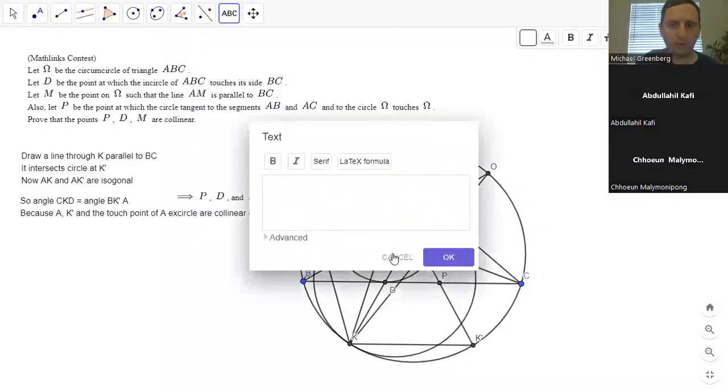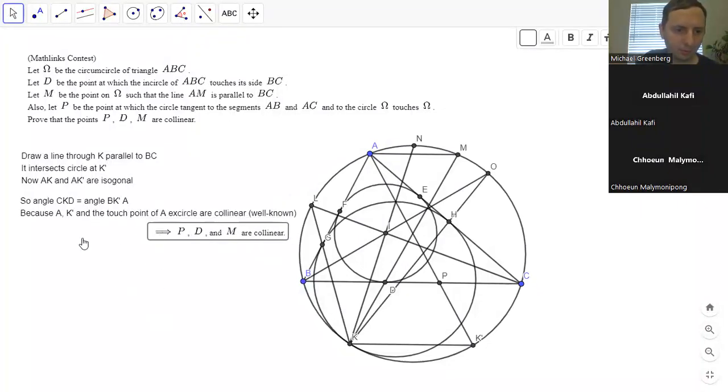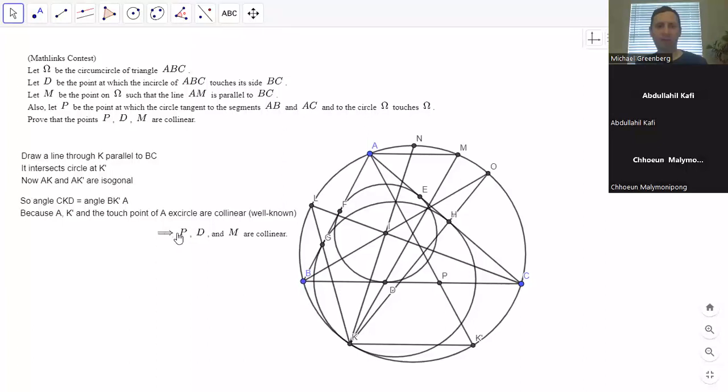Okay, let me see what time it is. All right, so it's 12 o'clock. So we are going to stop here. Whoops, this thing doesn't move.